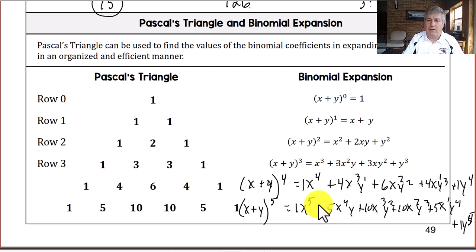So a little messy, but instead of FOILing that out, I used Pascal's triangle to do the binomial expansion for a 4th and 5th degree binomial. And we'll get a little more practice with this when I see you in class.